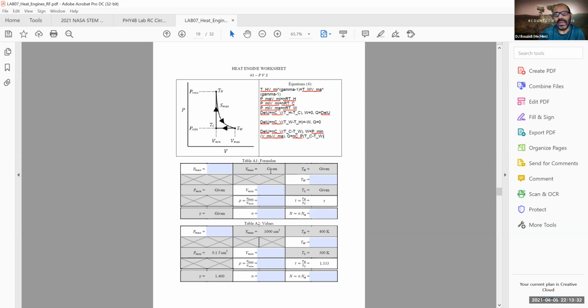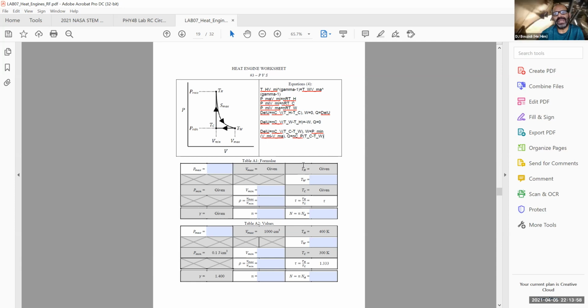What is given in this cycle? We're given Vmax, we're given T hot, we're given T cold. We don't know what TW is. We can find it. Okay, we're given Pmin. We're not sure what Pmax is, but we should be able to find it from these equations, basically. And we're given gamma. Actually, gamma is given in here. Okay, and we're supposed to find the rest of it.